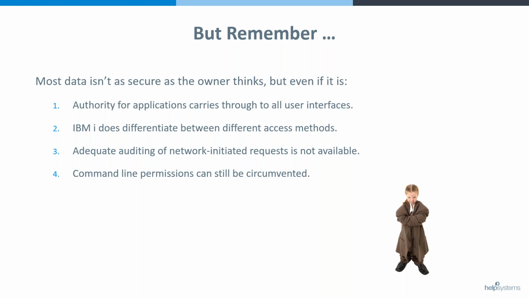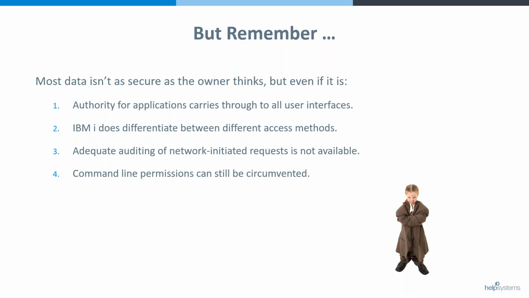Number one, the authority for the application objects, the files and the programs, is going to be applied to all user interfaces, not just the expected user interface. So if your user community is a green screen community, and that is the anticipated way that the application will serve the data to them, the operating system is still going to provide that same level of access, even if the user connects in an unexpected way.